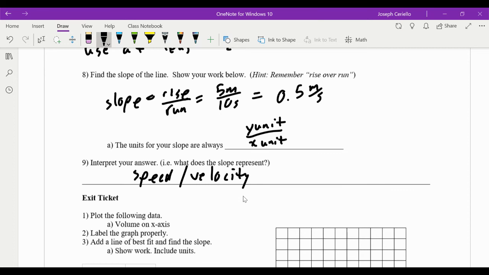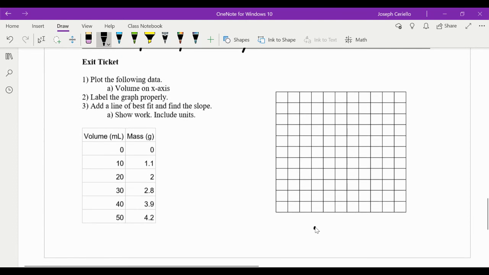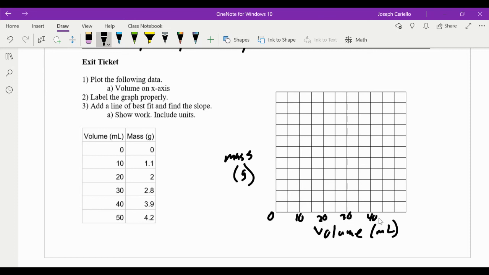All right. Now this exit ticket here was something for you to work on your own, but I will go through the answer. All right, so you're plotting this data with volume on the y. So we have volume in milliliters and mass in grams. All right, so let's see, this is 0. We'll go 10, 20, 30, 40, and 50. And we're going to go, let's see, 1, 2, 3, 4, 5. That should be pretty good.